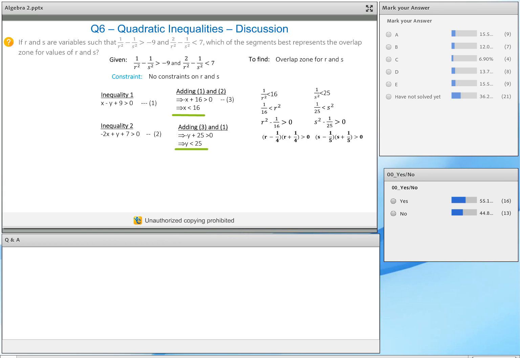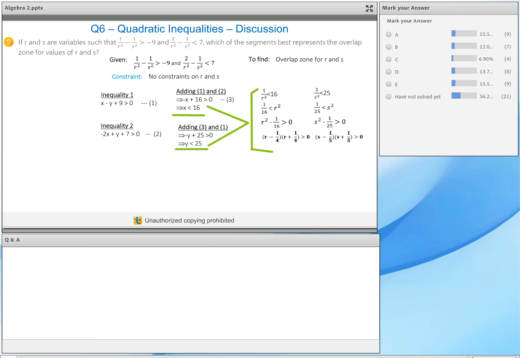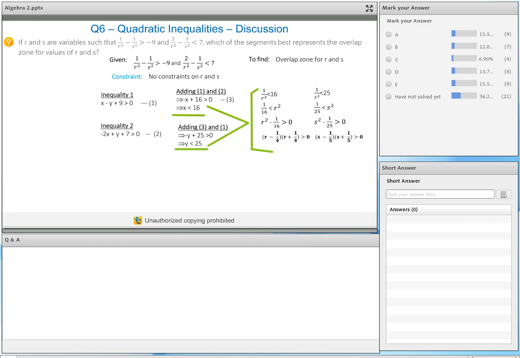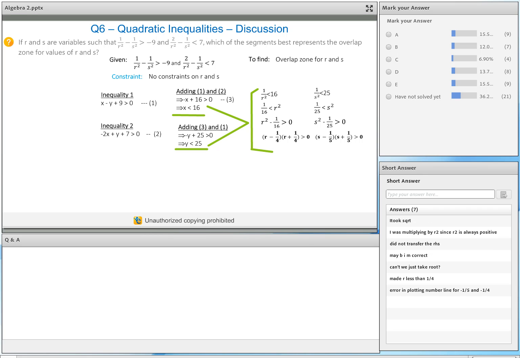If you were able to get to this point, then how was it that you were not able to get to this point? What did you guys miss out on? That's the important thing to understand. Why is it that you were not able to get to that? Tell me, because there's a pretty big fall off here. The question I'm asking is for those of you who weren't able to get from x is less than 16 and y is less than 25 to this system of quadratic inequalities.